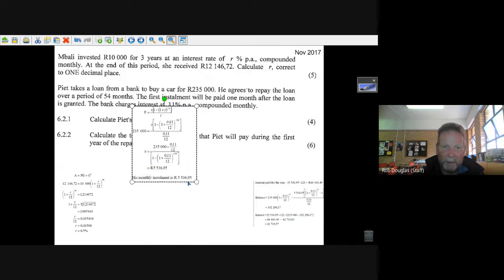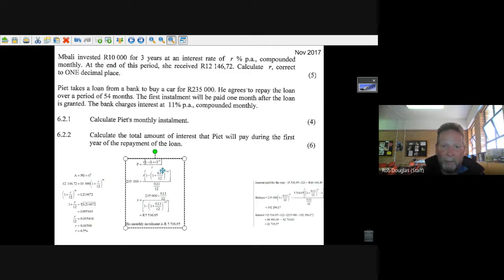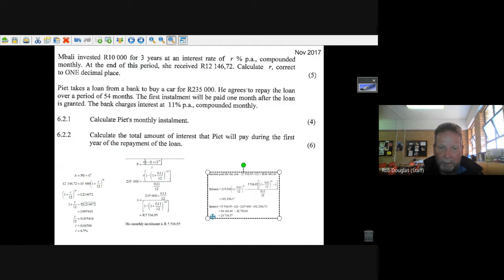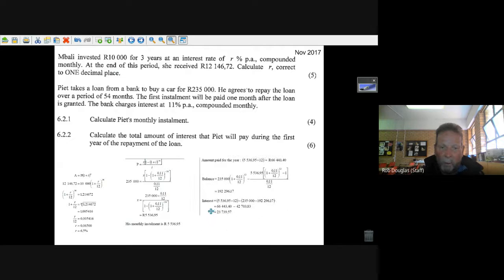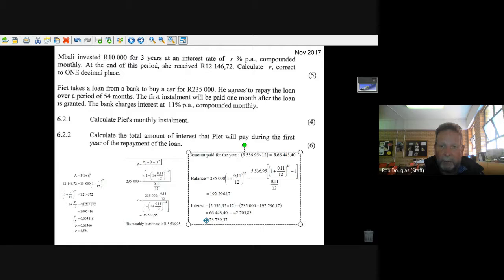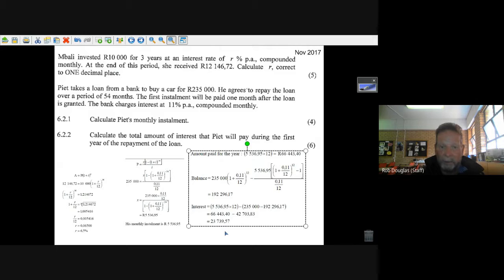Let's take a look at the last question. Calculate the total amount of interest that he'll pay during the first year. Okay, this is a little bit harder. It makes people think sometimes. What you do is you figure out, okay, what does the bank want in total in a year's worth of interest?